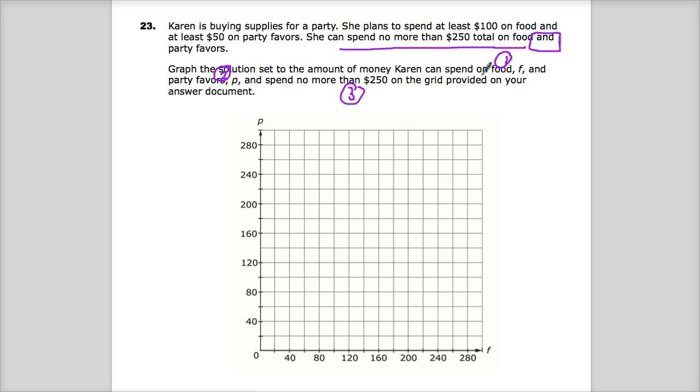Now, in order to understand the relationship here in the grid, you might say that these are dollar amounts, and we'll say this one is food, it doesn't really matter. Dollars of food, or price of food or something. And for here we'll have dollars of party favors.